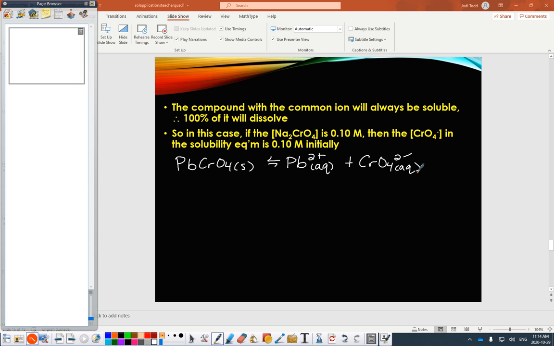Okay, so we do the same thing. ICE, cross out the solid. But the problem now is, in sodium chromate, the sodium, the metal, is not common, so it's 0. But this one now has a concentration, and this is going to influence the math, unfortunately. So still 0, so we still want plus x.